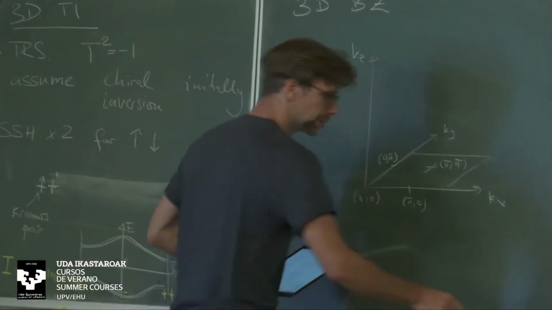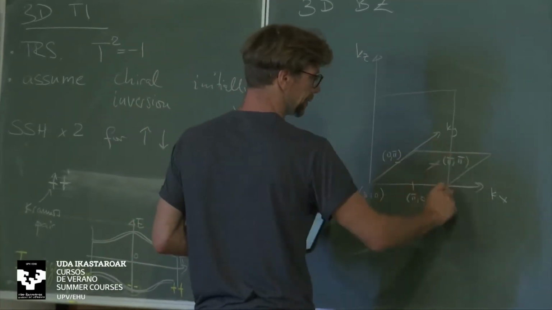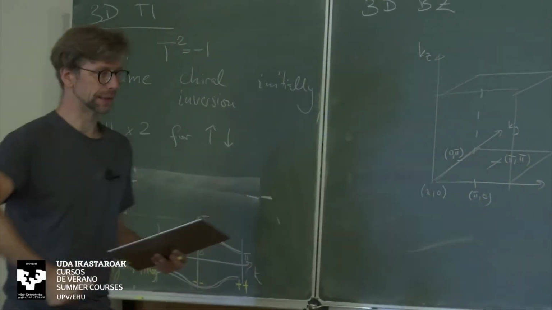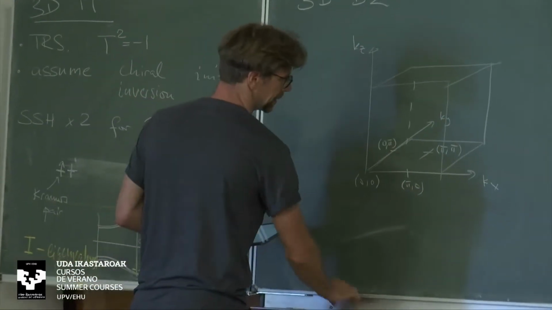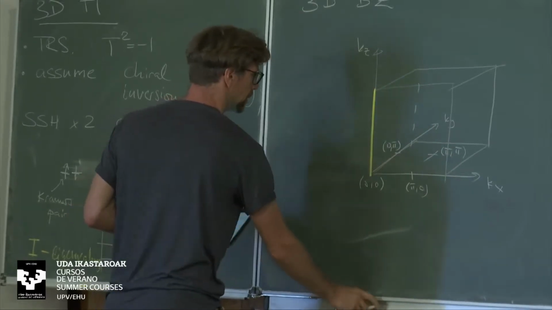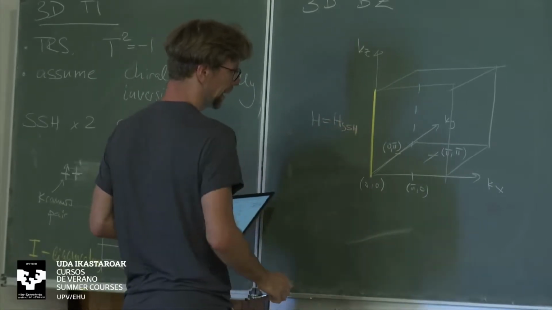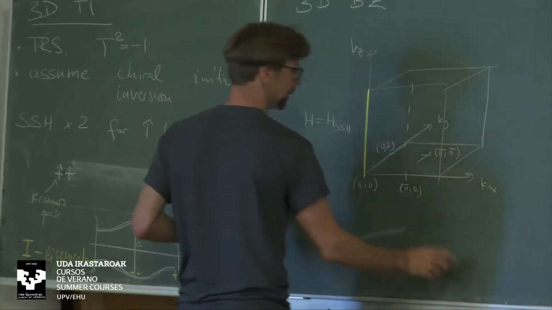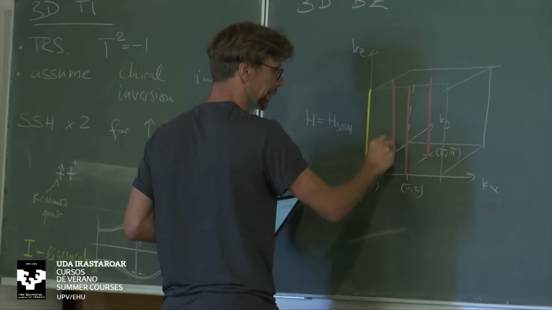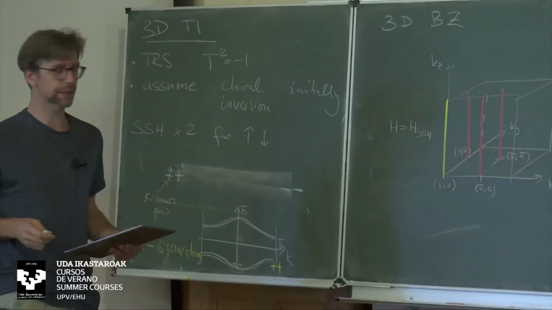And now what I want to do is use a Hamiltonian which is equal to the SSH model along the kz lines in this system. So, for instance, along this line, I want H equal to H_SSH. And the same is true along the other lines, here, here, and here. And everywhere else, I just want to interpolate between these SSH chains.